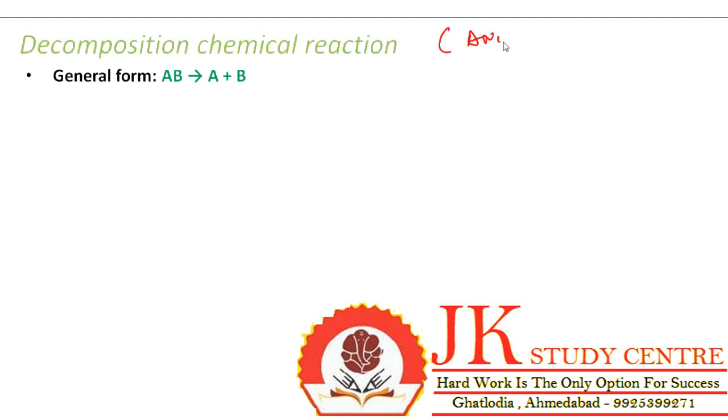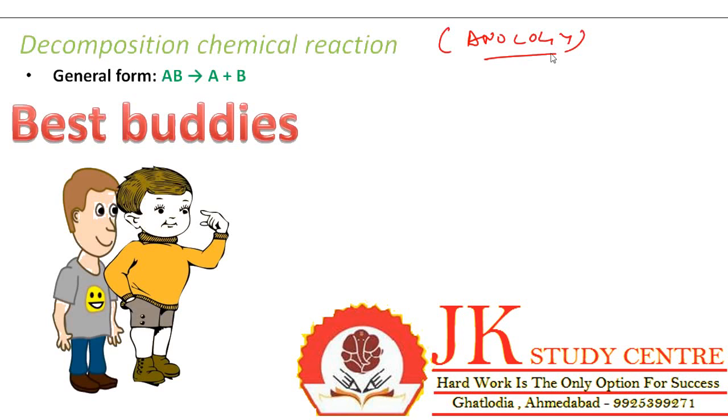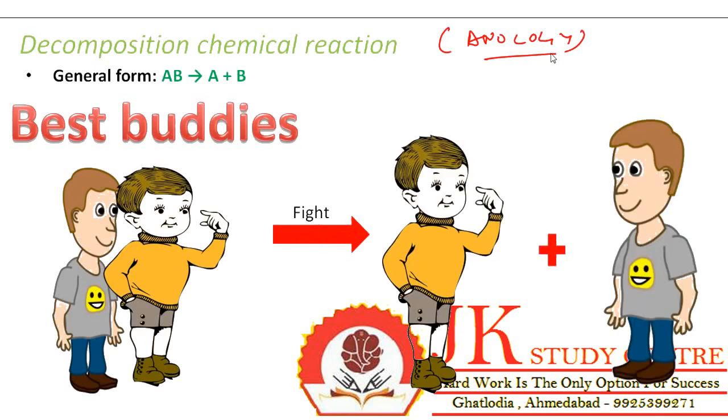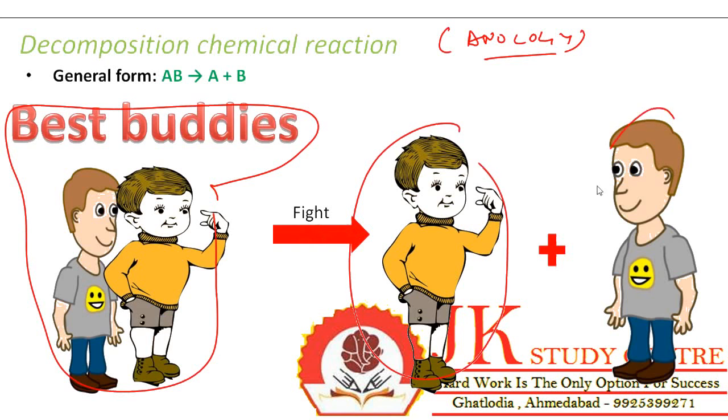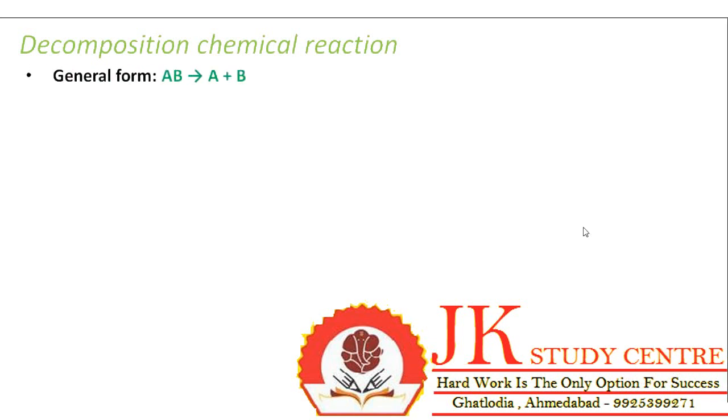The next is decomposition reaction. Let's study the analogy of this. They were two best buddies, now they're just one identity, two best buddies, and they fought over some topic. I don't know, maybe one got fewer marks, something. They just fought, and now they are two different people. So they were one identity called best buddies. They fought in real life, right? They fought and they became two different identities. This is similar to what we have as a decomposition chemical reaction in the chemistry world.